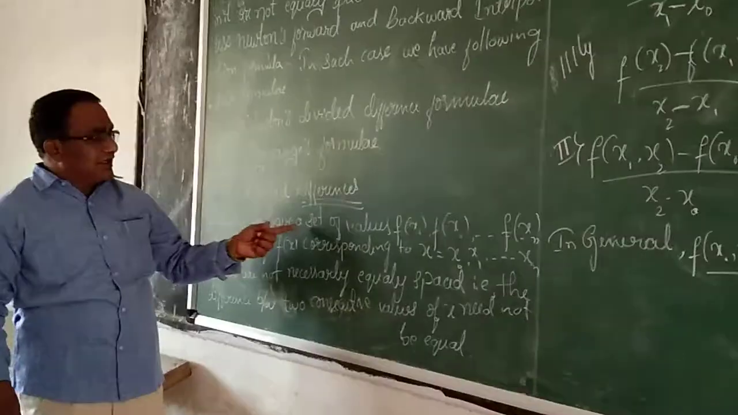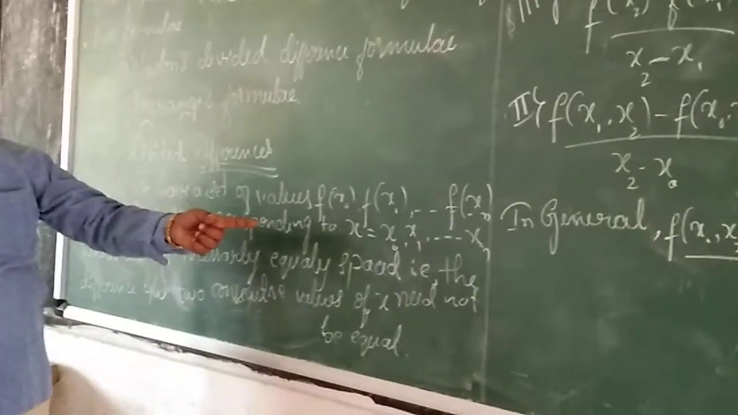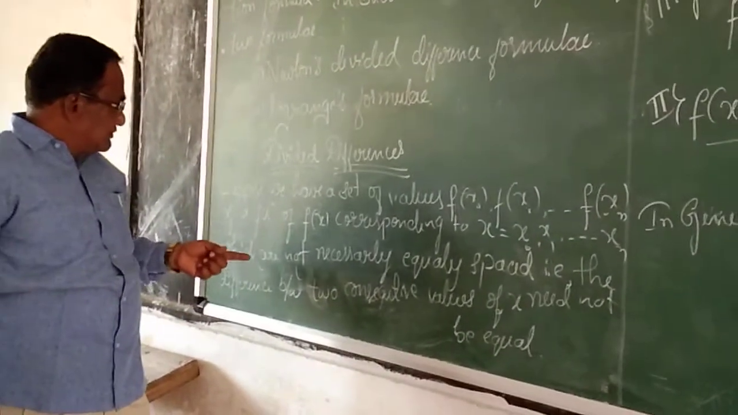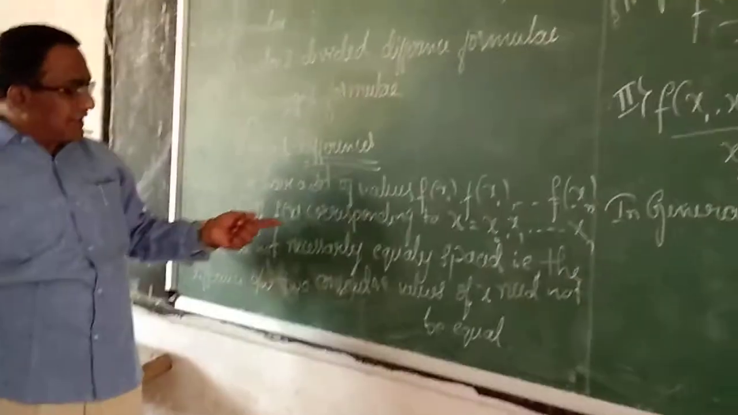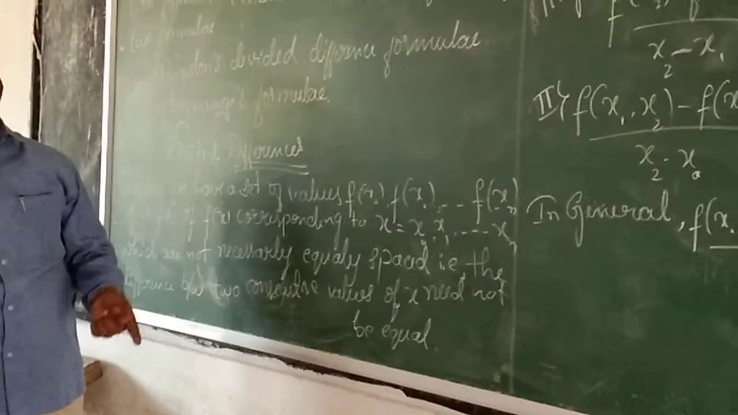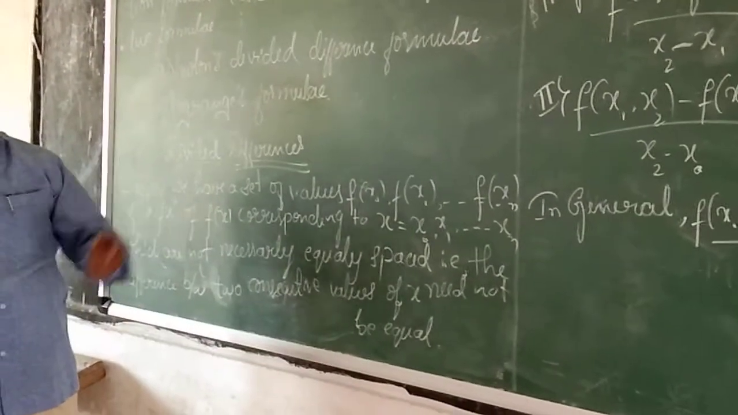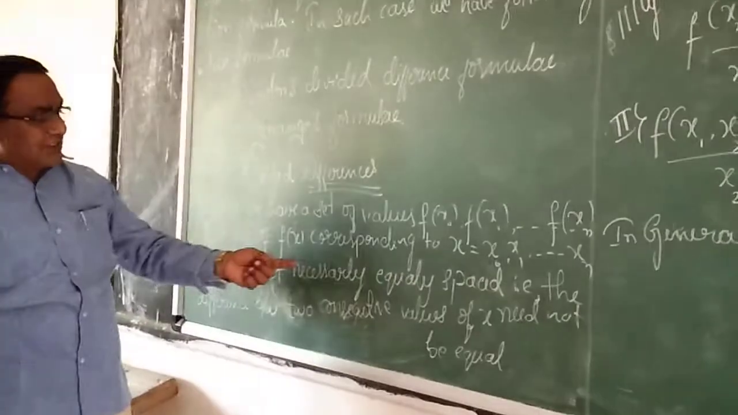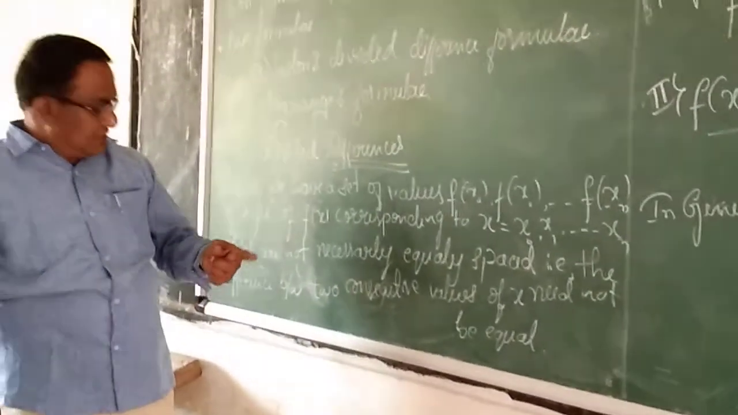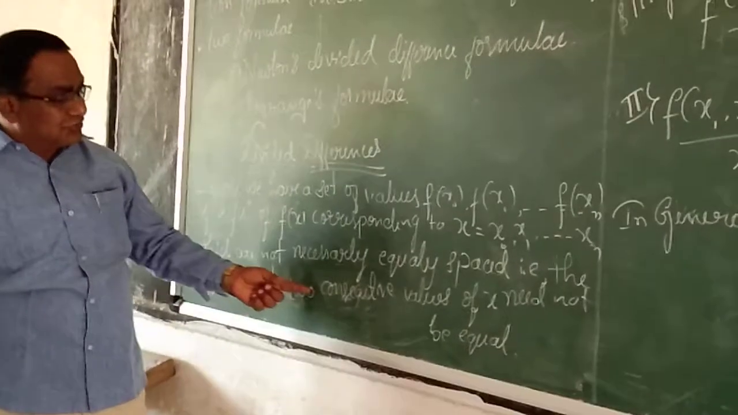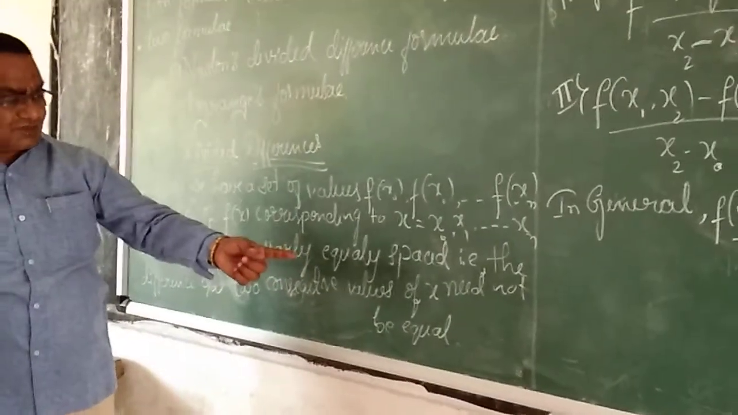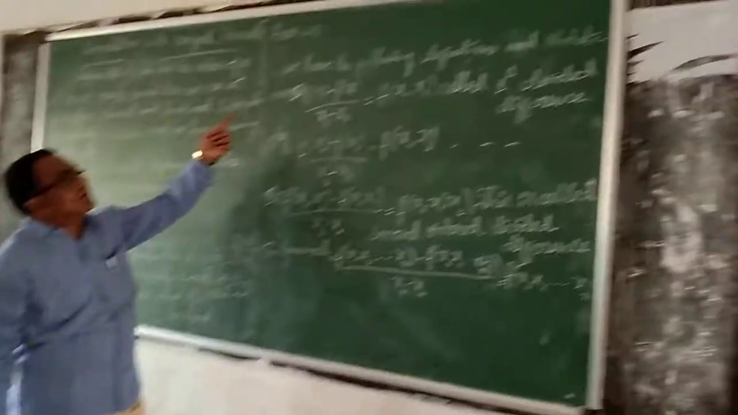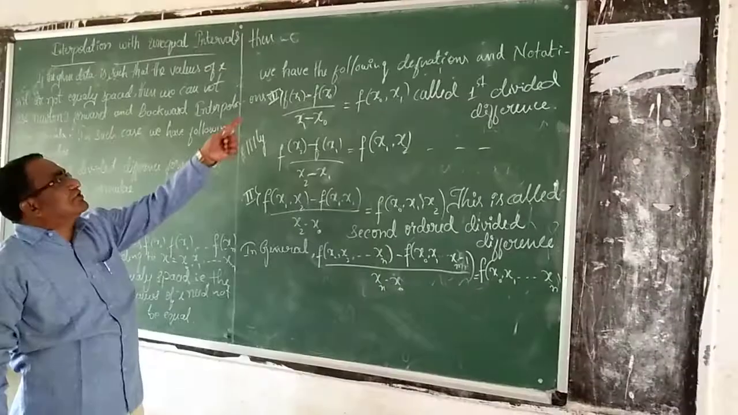Suppose we have a set of values f of x0, f of x1, f of x2 and so on up to f of xn of a function f of x corresponding to x equal to x0, x1, x2 and so on up to xn, which are not necessarily equally spaced. That is, the difference between two consecutive values of x need not be equal. We have the following definition and notations.